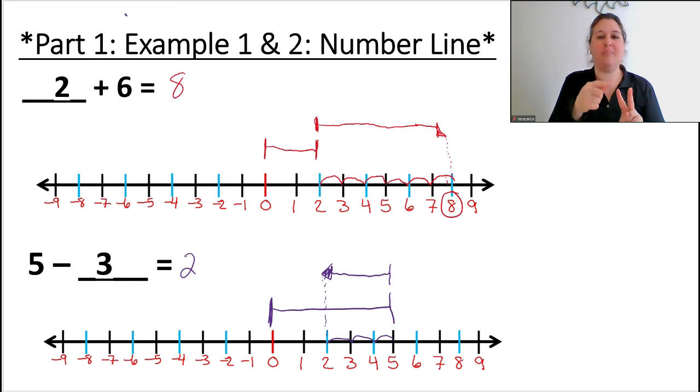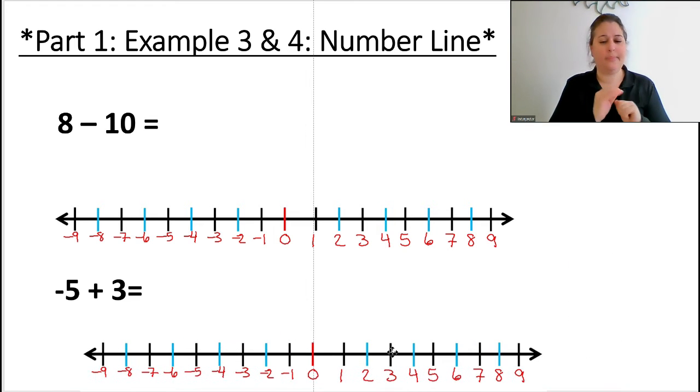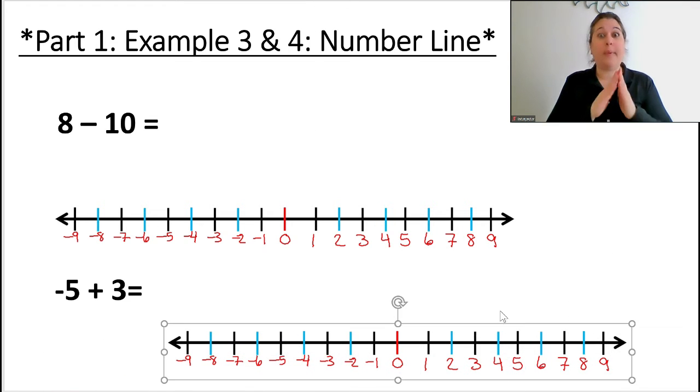So these two examples are meant to help you think about how to do this with everyday numbers that we use all the time. But now, let's look at what happens when we go into negative numbers. Okay, let's look at the first one. The first one says 8 minus 10.